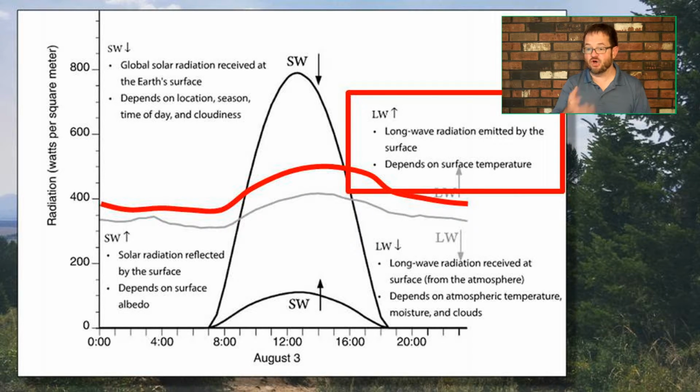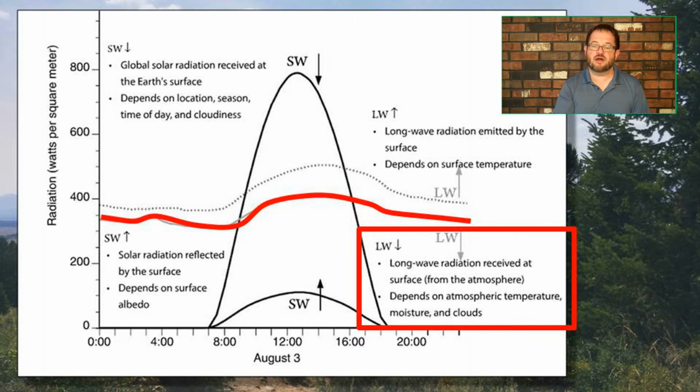This is radiation being lost. This is heat being lost by the surface of the Earth by emitting long wave radiation. And then there's long wave down. This is long wave radiation, or terrestrial radiation, that's coming from the sky.